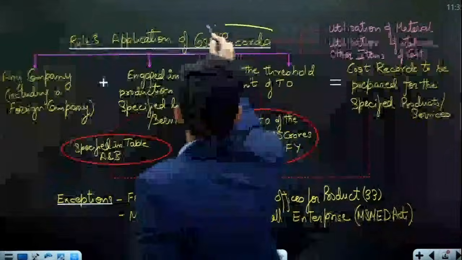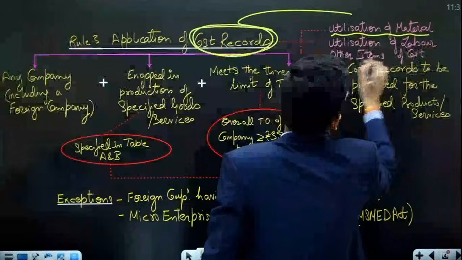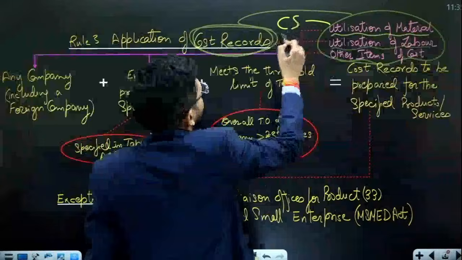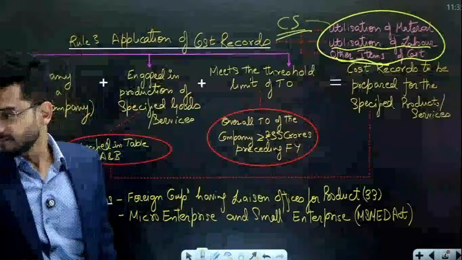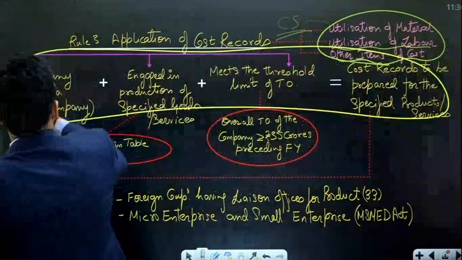Okay. Then what do you mean by cost records? What is the meaning of cost record? Cost records means utilization of material, utilization of labor and other items of cost. Necessarily cost sheet. This is nothing but cost sheet. So all three conditions should be cumulatively satisfied.